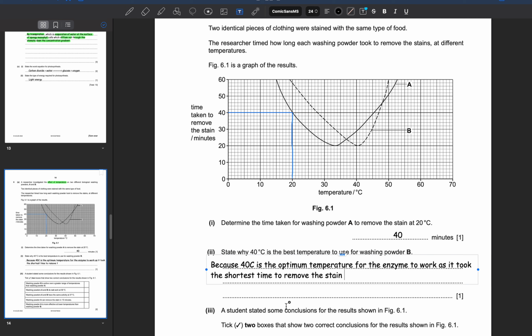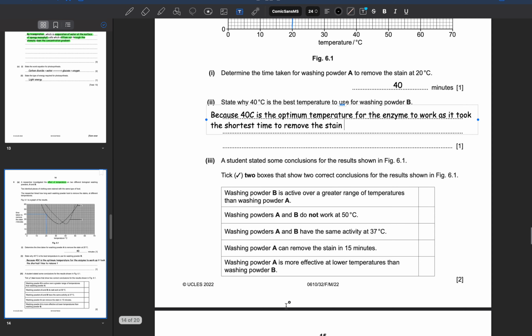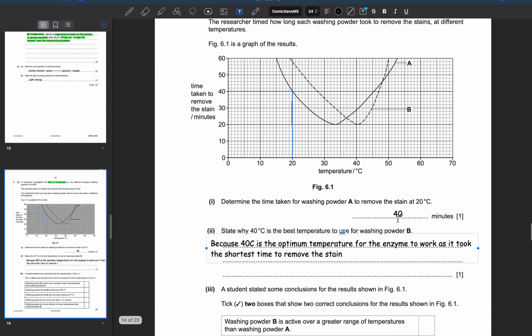This is the full answer that I should write. Next one, a student stated some conclusions for the results shown in figure 6.1. Tick two boxes that show two correct conclusions for the results shown in figure 6.1. The first one says washing powder B is active over a greater range of temperatures than washing powder A. How do I know if this is right or wrong? I have to look at the graph.